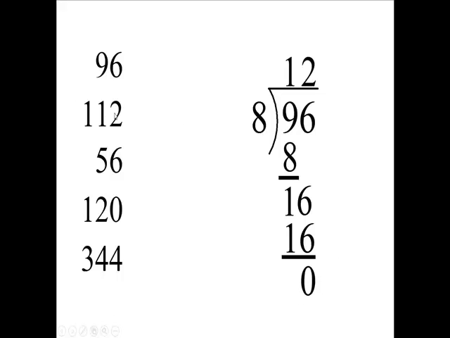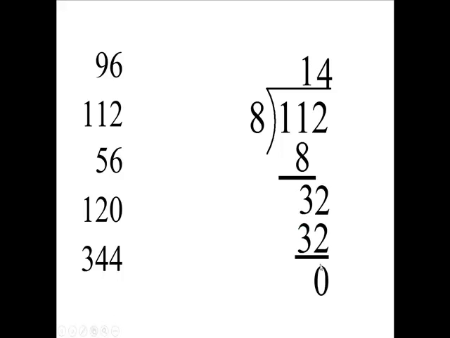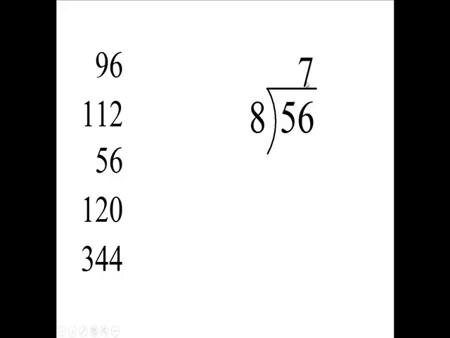Now take that number 112, divide that by 8. 8 goes into that once. Subtract. 8 goes into that 4 times. Subtract. 0. So it's divisible by 8. 56, well I know 7 times 8 is 56. So far 8 goes into these 3.